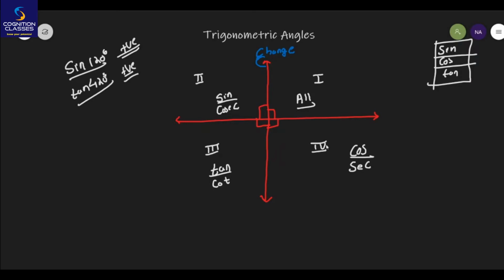It means whenever we cross this axis, we will always change the trigonometric ratio. What do I mean by change? By change I mean sine will become cos, cos will become sine, tan will get converted to cot, and cot will get converted to tan. Cosec will get converted to sec, and sec in turn will get converted to cosec.